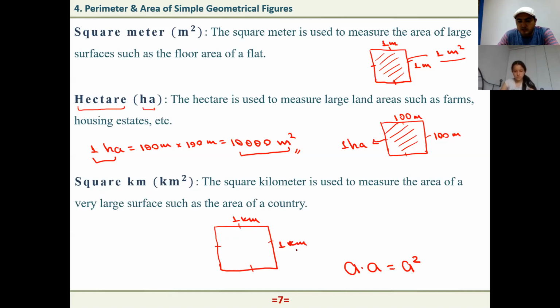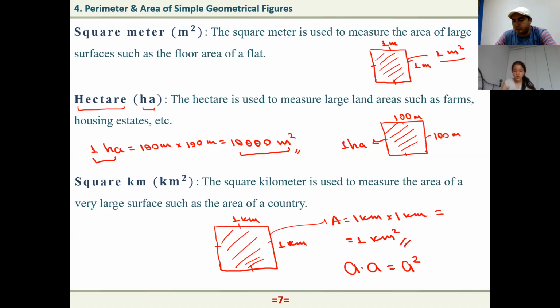And we know that 1 kilometer means 1,000 meters, right? So this area, how do you find the area? That is length times width. So the area is equal to 1 kilometer times 1 kilometer, equals 1 times 1, it is 1. Kilometer times kilometer, that is kilometers squared or square kilometer.